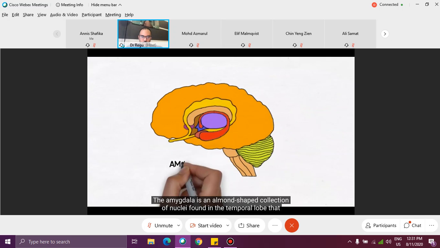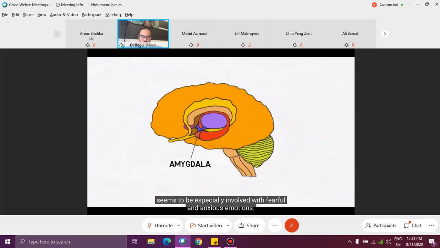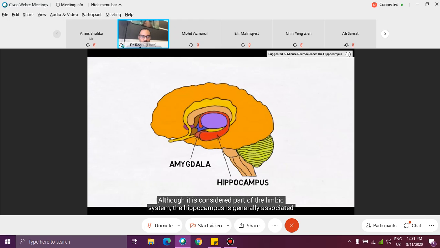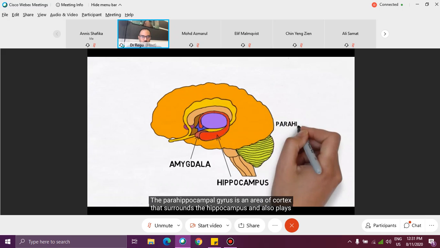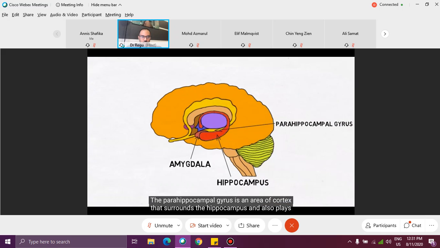The amygdala is an almond-shaped collection of nuclei found in the temporal lobe that seems to be especially involved with fearful and anxious emotions. The hippocampus is next to and interconnected with the amygdala. Although it is considered part of the limbic system, the hippocampus is generally associated with memory more so than emotion. The parahippocampal gyrus is an area of cortex that surrounds the hippocampus and also plays a role in memory.